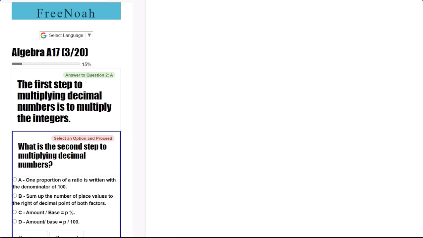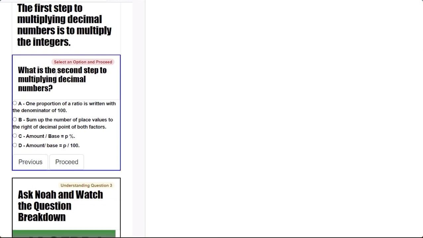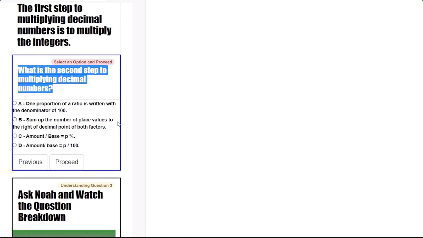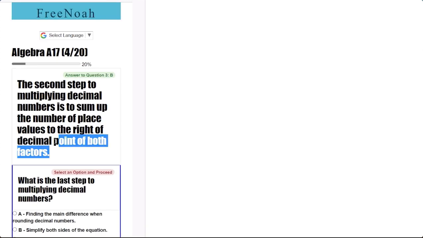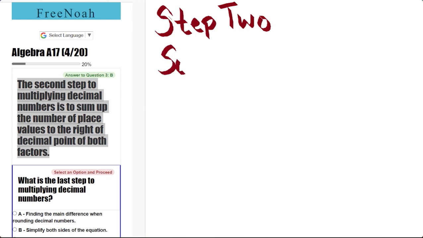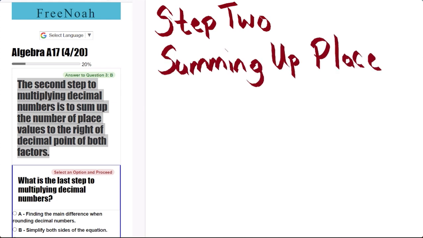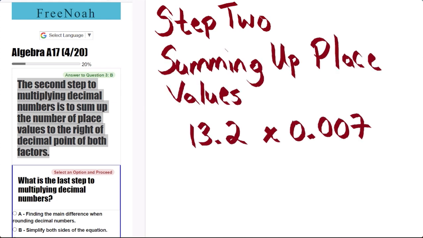All right, let's move on to the second step to multiplying decimal numbers. So what is the second step to multiplying decimal numbers? Well, we're going to sum up the number of place values to the right of the decimal point of both factors. So let's go into step 1 to step 2, summing up place values.